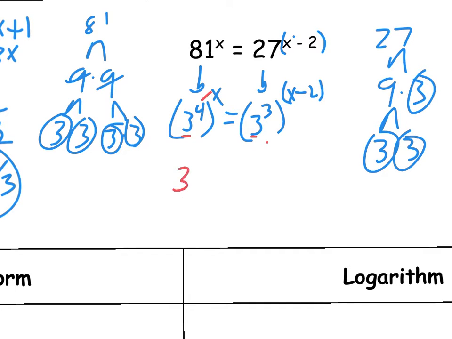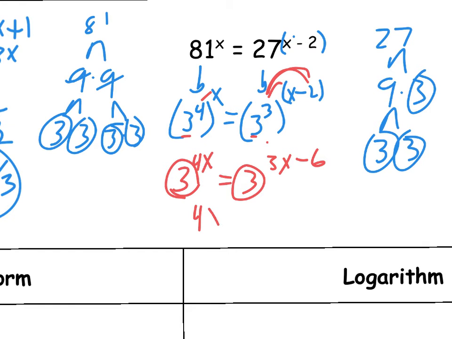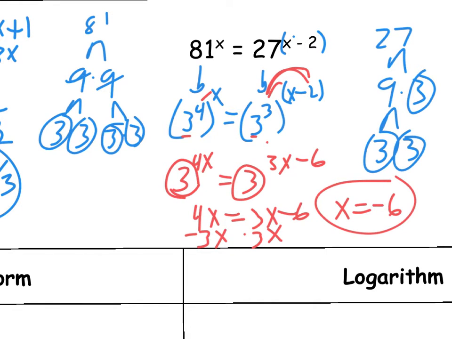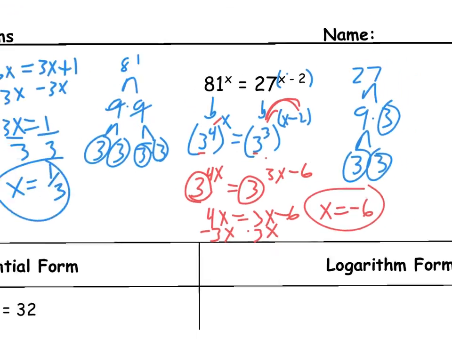So this is 3 to the 4x. 4 times x is 4x equals 3 to the, here I would get 3x. A lot of people put minus 2 here, but don't forget 3 times negative 2. That's going to give me 3x minus 6. Now I have the same base, so 4x equals 3x minus 6. And we're just going to subtract 3x from both sides and end up with x equals negative 6. And there we go. That's kind of what we did with section 8.1.